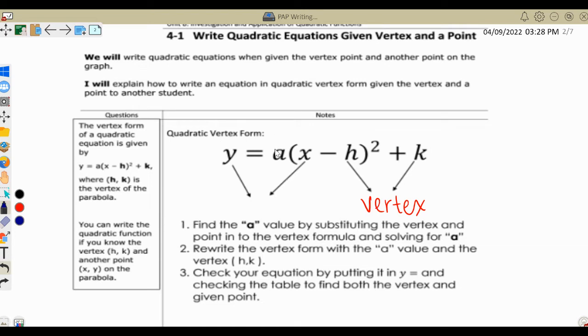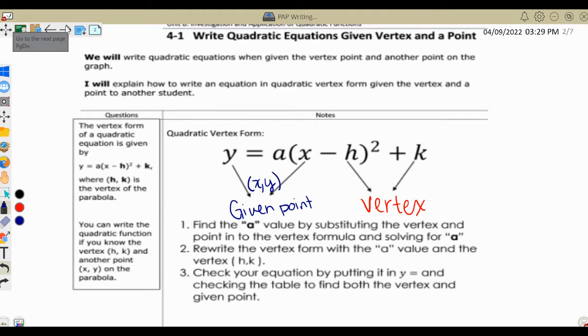The x and y in the formula are going to be the given point from anywhere else on the parabola besides the vertex itself. Now, keep in mind this is going to be in x, y format when we see it as a point. We want to be able to find a so we know if there's any kind of vertical stretch or compression, or if there's a reflection to it. So to do that, we're going to plug in the point and the vertex and solve for a, and then we can rewrite the equation into the actual vertex format.